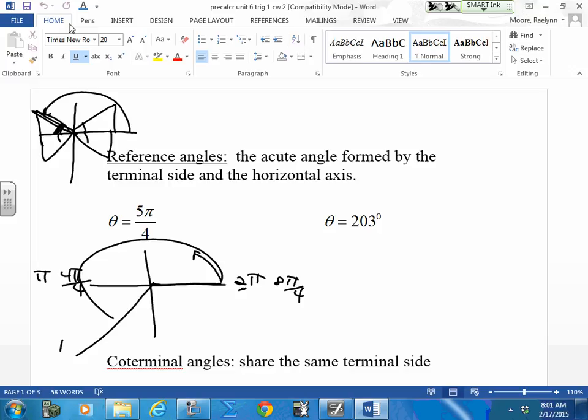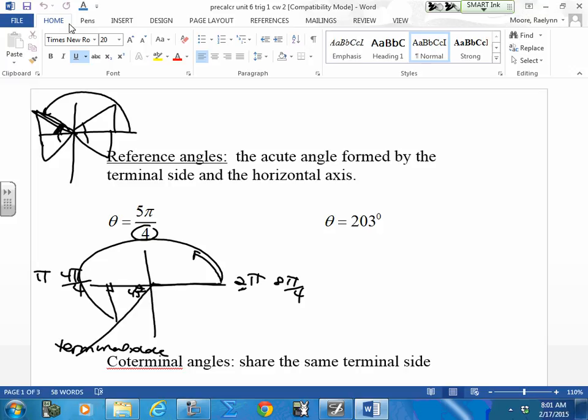So it's coming all the way around to here. Here's my terminal side. I bring a triangle up to the x-axis. And right here is my reference angle. And how many times does 4 go into 180? 45. That's a 45 degrees reference angle.